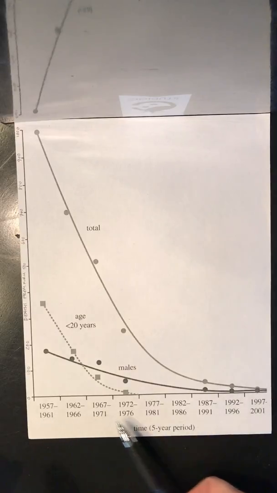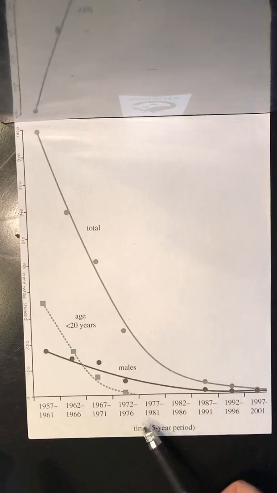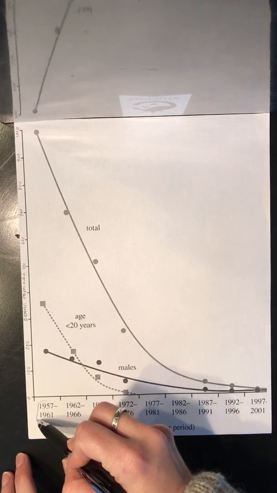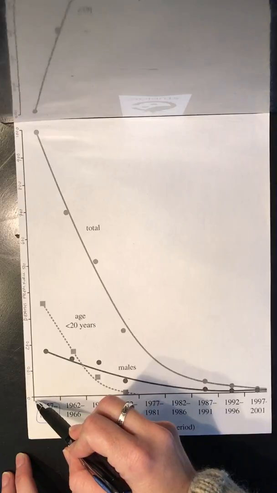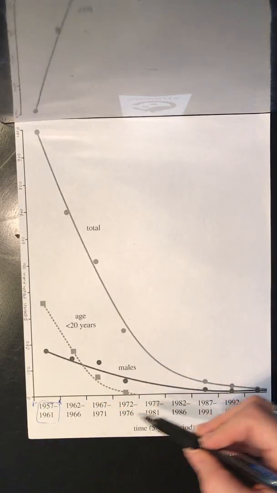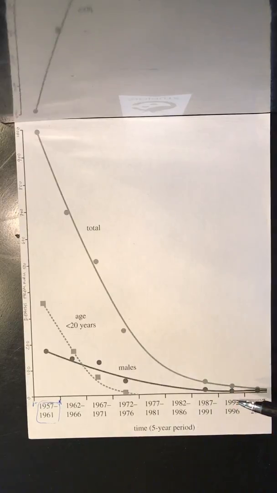Not every graph is going to have time along the x-axis, so I have to make sure that that's what I'm looking at. And in this particular case, this graph doesn't do year by year by year. It does chunks of time. So the first period is 1957 to 1961. So that's that first range right here, that first block. Each one of those blocks is going to represent 5 years worth of time. Okay, so now I know my x-axis.